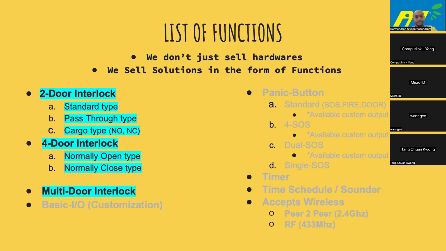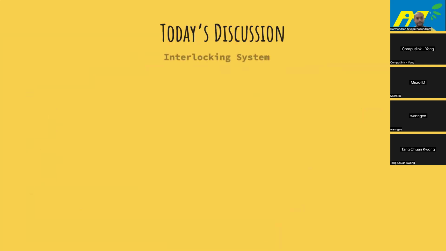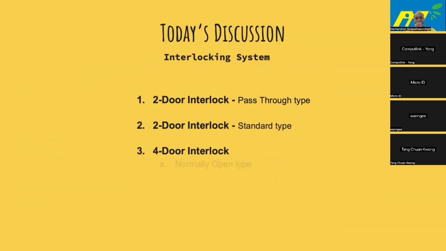Today's topic, we will only emphasize certain functions. We are only going to emphasize the interlocking system, which includes the 2-door, 4-door and multi-door interlocks. At the same time, today we will be introducing for the first time our latest interlocking board. We will cover that at the end of the slides, and explain the capability of that interlocking board as well.